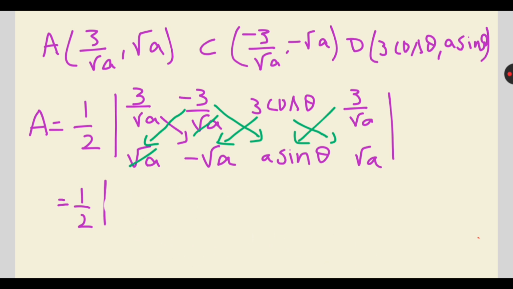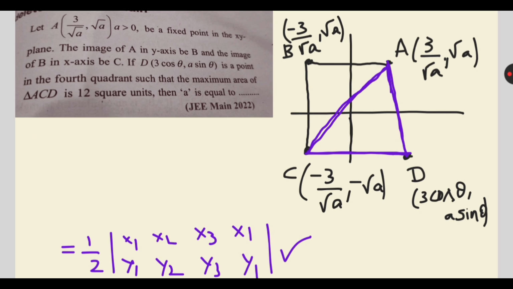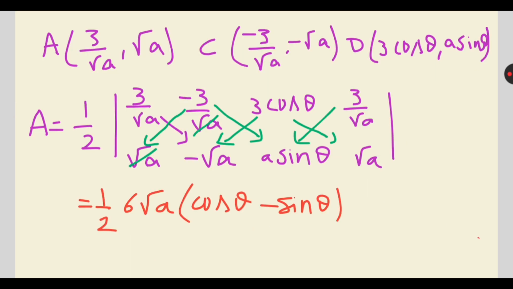So we can write this as plus 6 root a cos theta minus 6 root a sin theta. In both terms we have 6 root a, so let's take it as common. So we are left with only 6 root a times (cos theta minus sin theta). Our question is to find the maximum area of the triangle ACD, so that's why you need to take the maximum here.